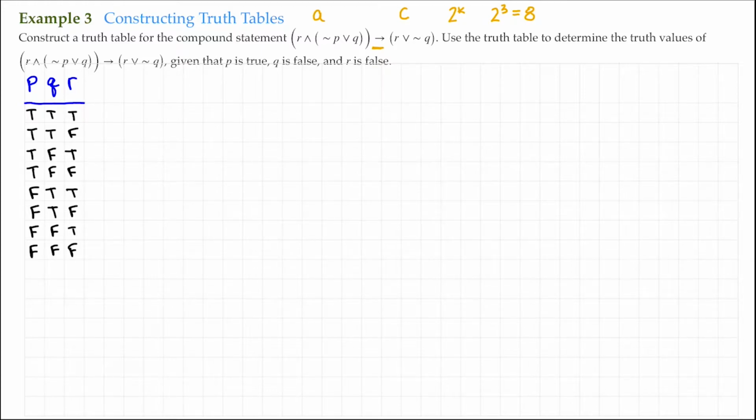So now that I have that, I'm going to work within the parentheses first, and the innermost parentheses we'll target first. You can see right here we've got not P or Q, and right away I have a not P. And coincidentally, I also have a not Q. Since we're going to need both of these, I'm just going to list both of them right away. I'm going to put in not P and not Q.